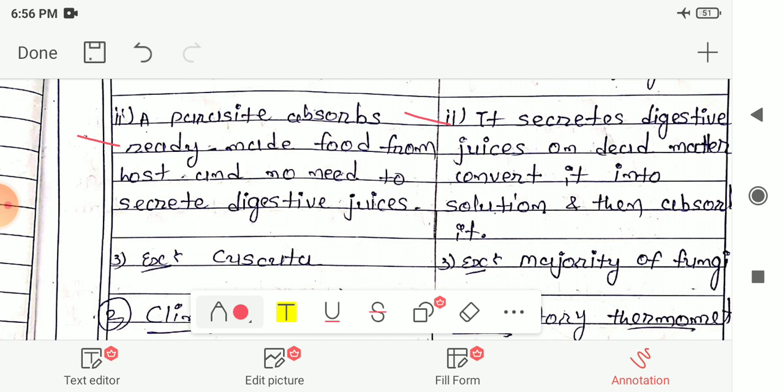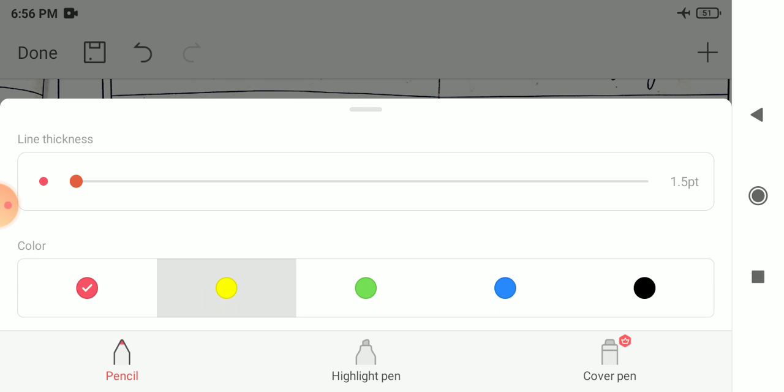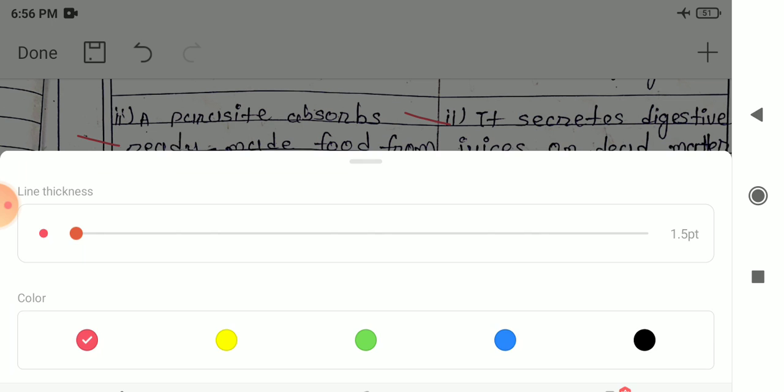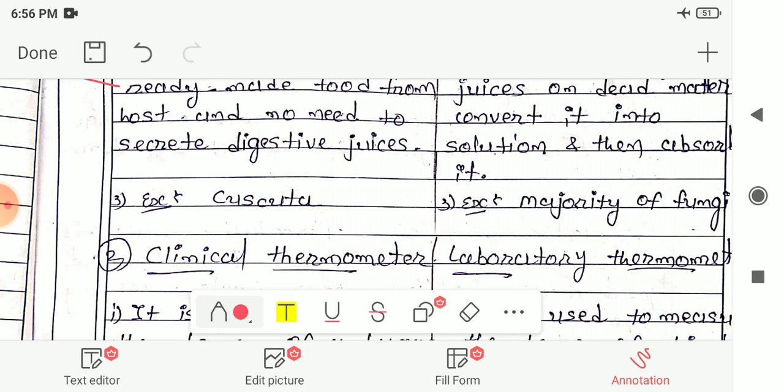Whereas in the saprotrophs, it secretes digestive juices on the dead matter and converts it into a solution, and then they absorb this solution. So this is how saprotrophs feed. And the last difference is the examples of these two. In parasites, Cuscuta is an example, and in saprotrophs, the majority of fungi are examples. So this is the difference between saprotrophs and parasites.